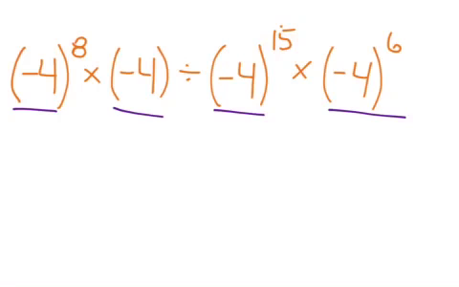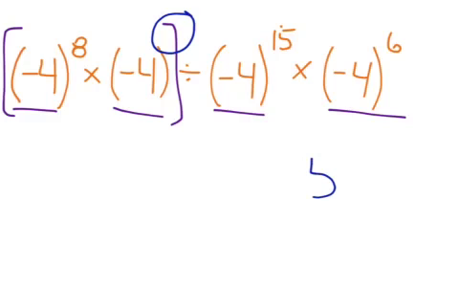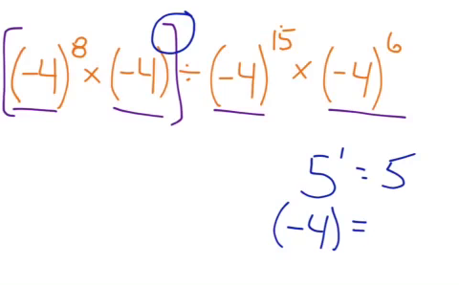Now, let's take a look at the first one here, these two powers. We've got negative 4 to the power of 8 times negative 4. So since we're multiplying, we know we need to add the exponents. Now, don't get worried, there actually is an exponent here. Remember, anything to the power of 1 is itself. So for example, 5 to the power of 1 is 5. So in this example, negative 4 is actually the same thing as negative 4 to the power of 1.